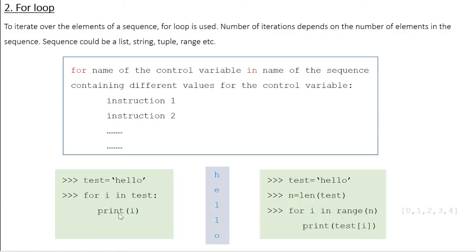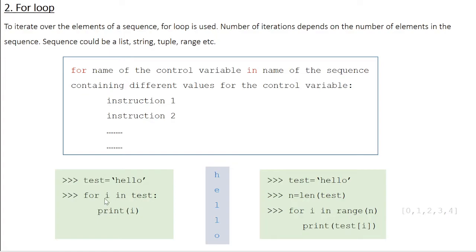Obviously, each print statement prints in a new line. So in the next line, you get the character E. Similarly, L will be printed, the second L will be printed, and O will be printed. So based on the elements of a sequence, you are performing some action repeatedly.